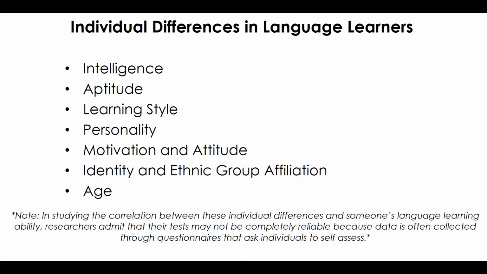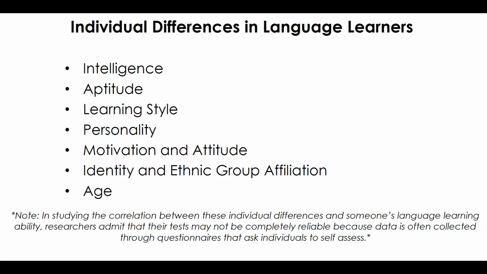So when we look and talk about individual differences in language learners, we are looking at 7 main things: intelligence, their aptitude, their personal learning style and personality, their motivation and attitude to learn, the identity of the student and their ethnic group affiliation, and their age.